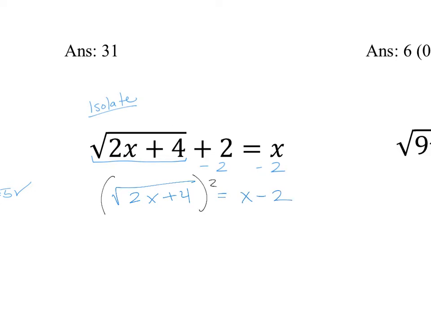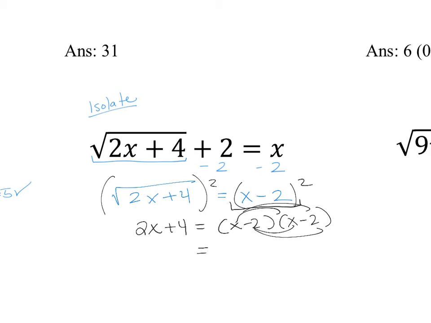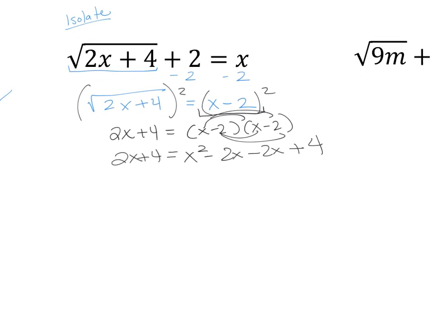We're going to square both sides now, so that way the left side becomes just 2x plus 4. Now be careful on the right, because if you're squaring a binomial, that means x minus 2 times x minus 2, which if you distribute, that becomes x squared minus 4x plus 4 equals 2x plus 4. So now we're back to a quadratic equation.